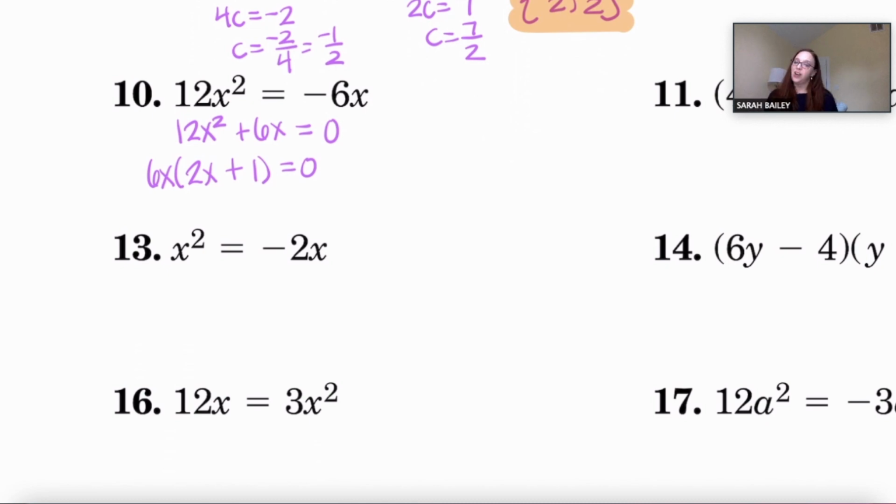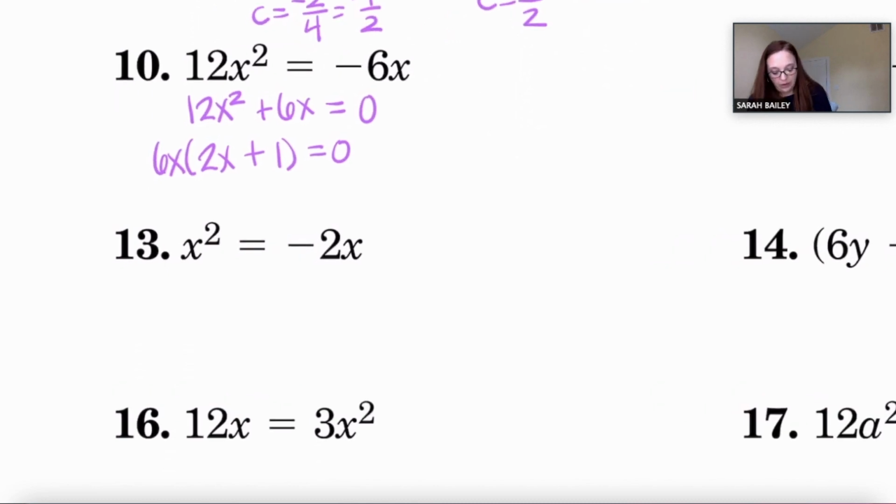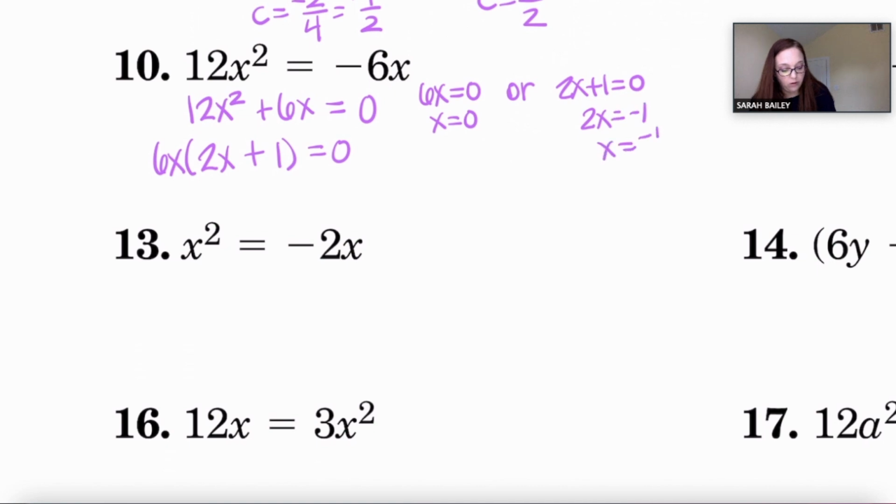All right, so now I've got 2 choices. I'll have to write it here. Either 6x equals 0 or 2x plus 1 is 0. Well, so that means x is 0 or 2x equals negative 1. So my solutions are 0 and negative 1/2. I'm going to put them in order.